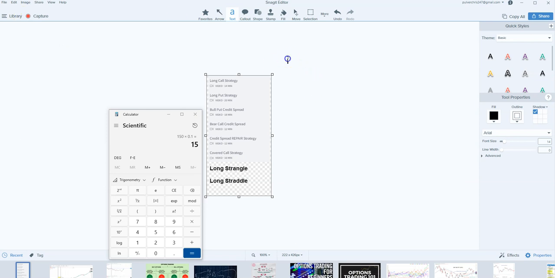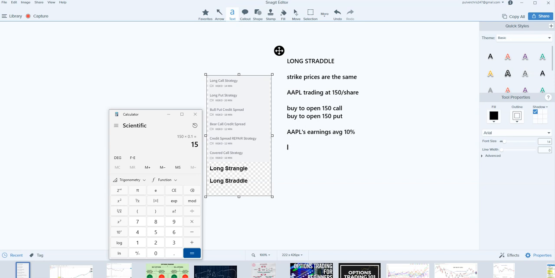We're just taking the long straddle, right? The long straddle is strike prices are the same. So Apple again trading at $150 a share. I can do a buy to open 150 call and a buy to open 150 put. Now again, herein lies knowing the numbers. If Apple, okay, let's say this is an earnings play. Apple's earnings average 10%.